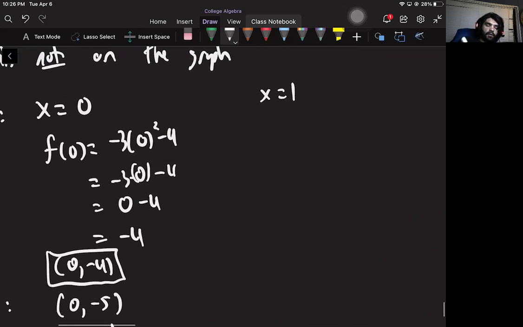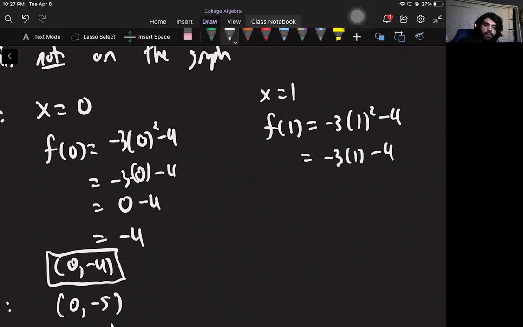Okay, and then one more on the graph. I just have to plug in 1. Other number, conveniently, I'll choose 1 because it's not so bad to work with. 1 squared is 1. -3 times 1 is still -3. -3 minus 4 is -7. So 1 comma -7 is another one that's on the graph.